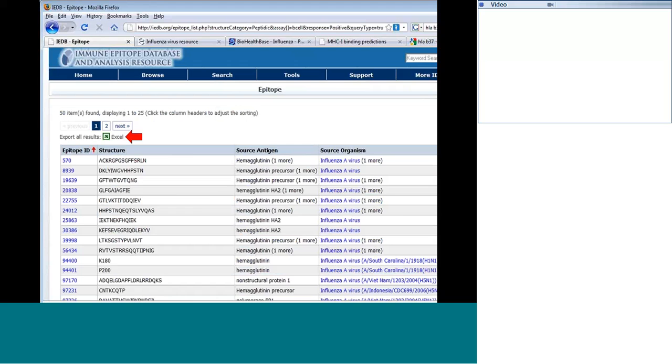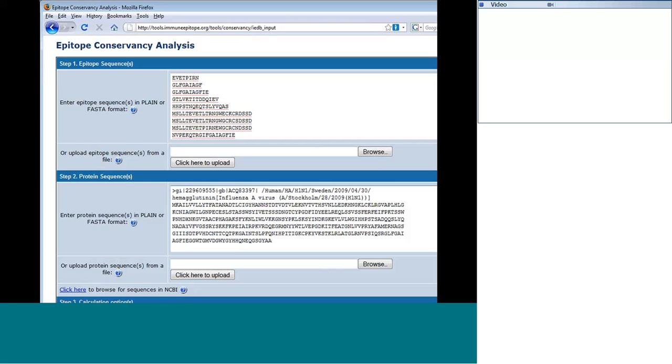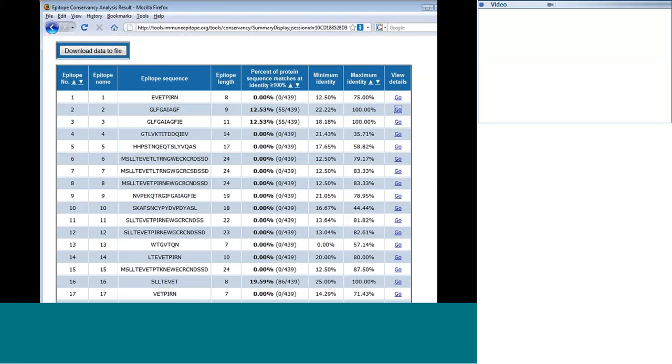You can take them, you can export them into Excel as you saw yesterday, and now you can plug them into the conservancy tool. So in this case, the conservancy tool takes a bunch of peptides as an input and a bunch of protein sequences. So here we put in the 2009 pandemic influenza strain, and then essentially ask, which ones of these peptides are found in these 2009 strains?